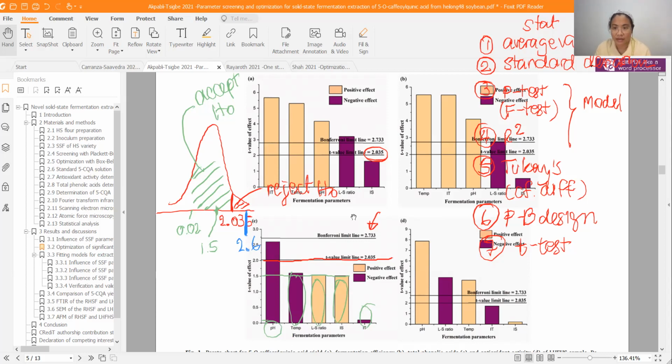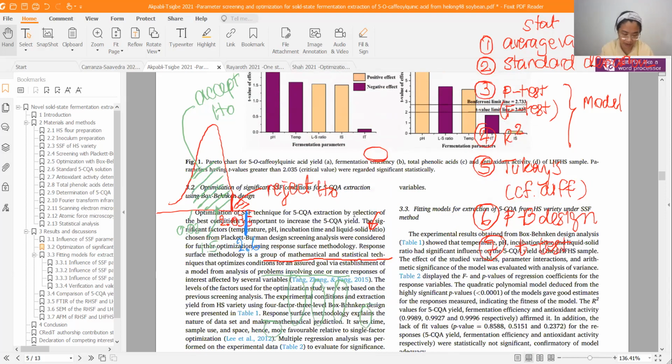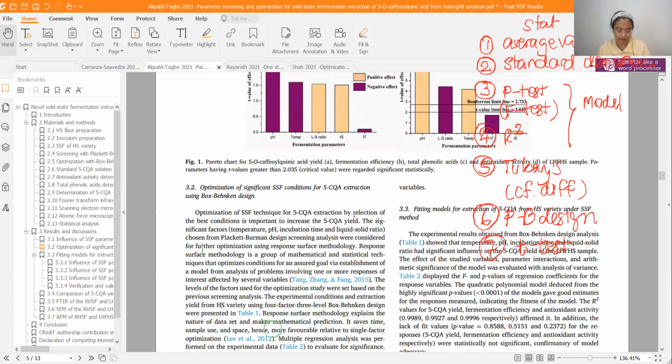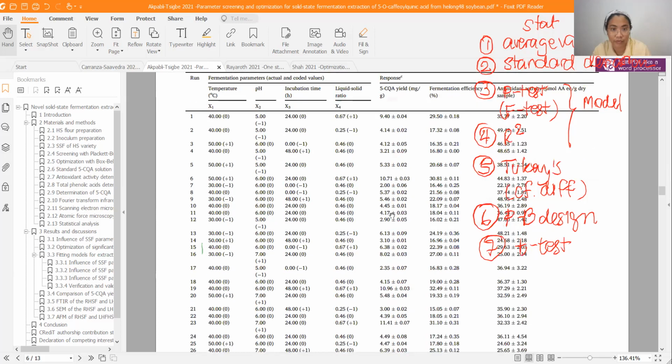All right, so what's next? Let me erase this part first. What's next in this paper? What's next in this paper goes down to, okay, you have Box-Behnken design tables here.